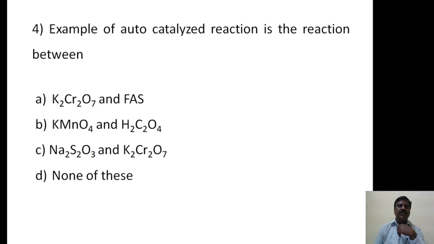The answer for this question is the B option. The auto-catalyzed reaction is the reaction between potassium permanganate and oxalic acid. In this, Mn2+ ions will be formed. Those Mn2+ ions act as an auto-catalyst for this reaction, and therefore this reaction is called an auto-catalyzed reaction.